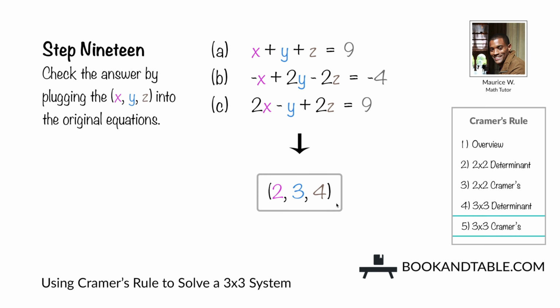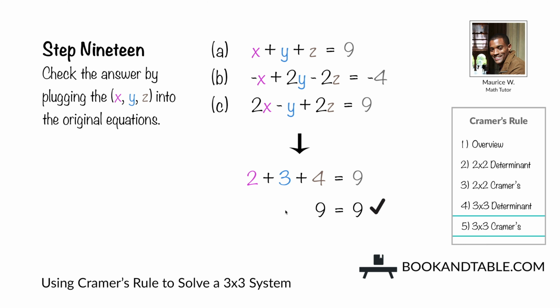And you can check the answer by plugging x, y, z equals 2, 3, 4 into the original equations to make sure all three statements are true when we plug in these values for x, y, and z. So for equation A, we get 2 plus 3, which is 5, plus 4, which is 9. 9 is equal to 9 confirms that these are the correct values for x, y, and z.